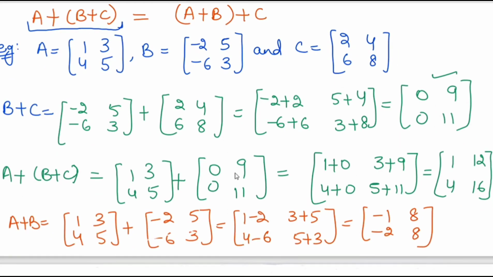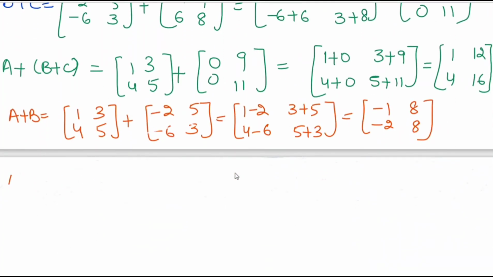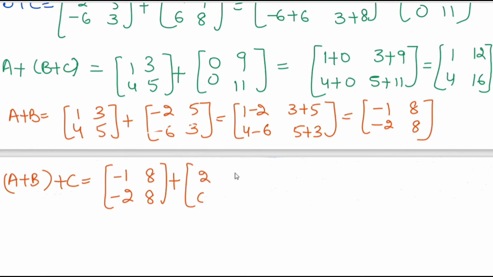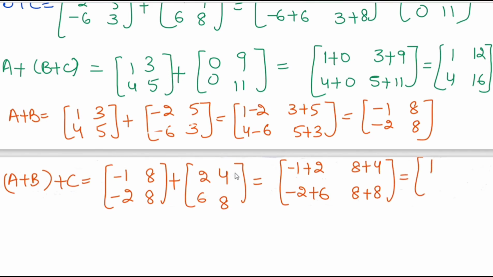Next is we have to add matrix C to A plus B. Then we have A plus B plus C. Elements of matrix A plus B are minus 1, minus 2, 8, 8 and elements of matrix C are 2, 6, 4, 8. Now on adding this, minus 1 plus 2, minus 2 plus 6, 8 plus 4 and 8 plus 8, we get 1, 4, 12 and 16.